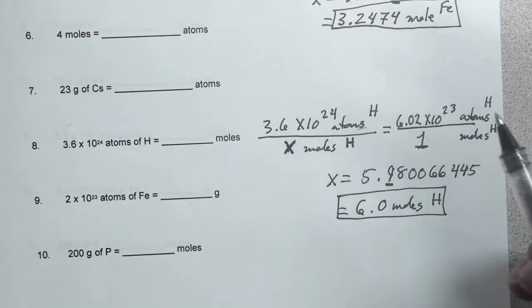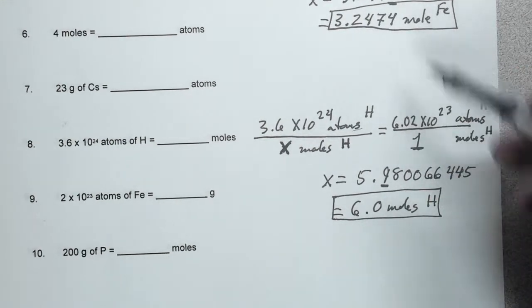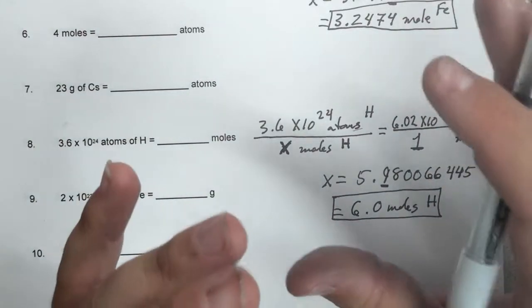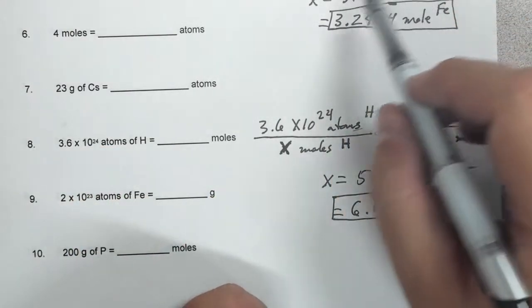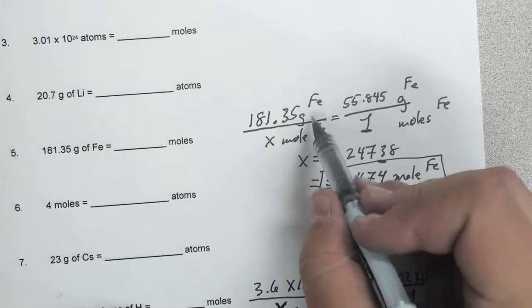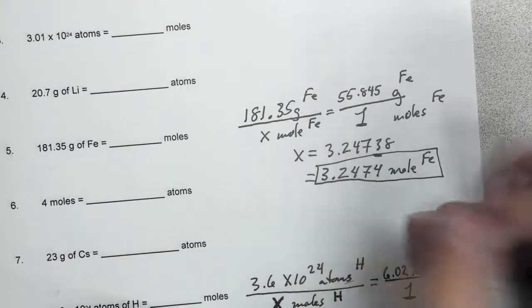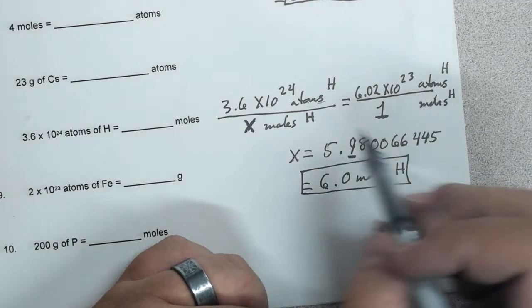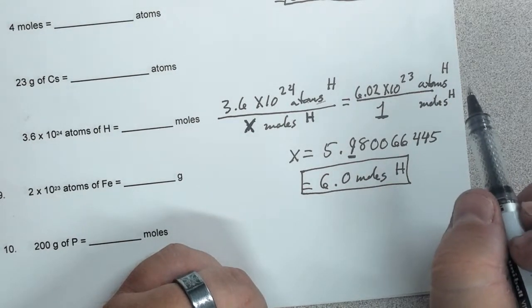I have to leave because I need to go pick up my children, but I wanted to do a couple of these that I had not done with you yet, but I want to leave you with this. The most important thing to remember when you're setting up these is to make sure that your units are matching directly across. So, for example, in this one again, I had grams to grams. I had moles to moles. On this example here, I had atoms to atoms. I had moles to moles. That is the most important thing to remember.